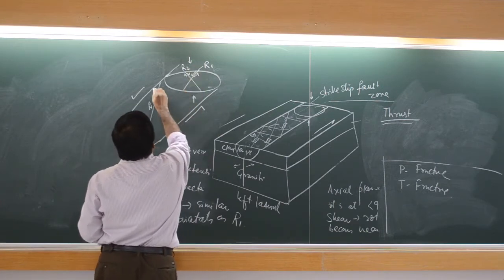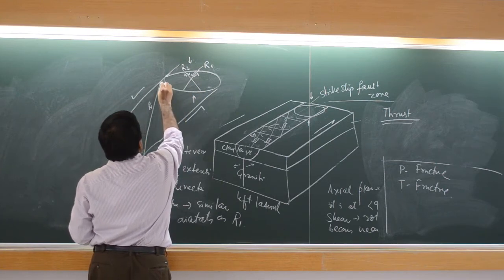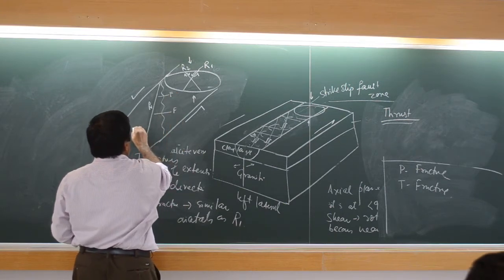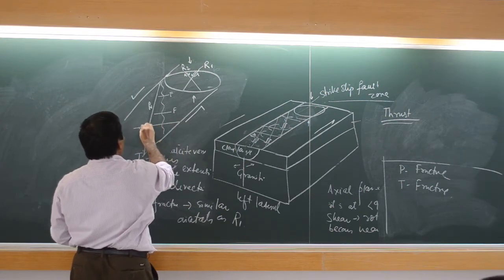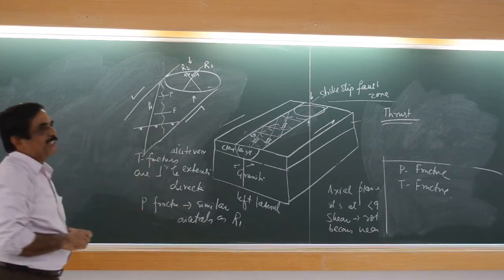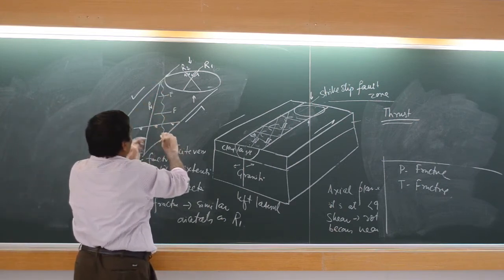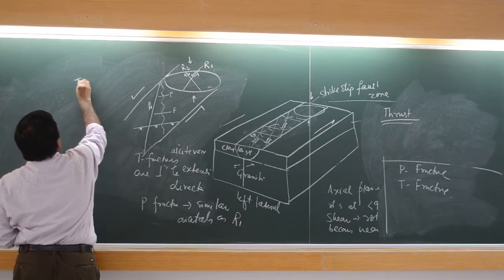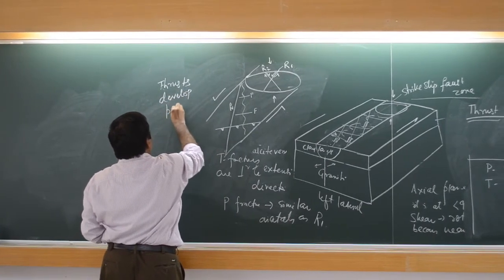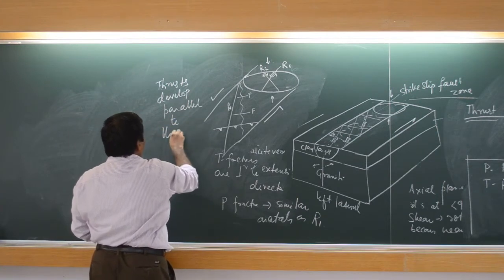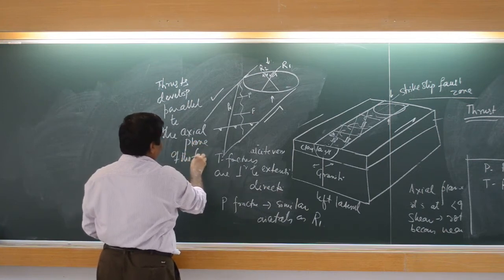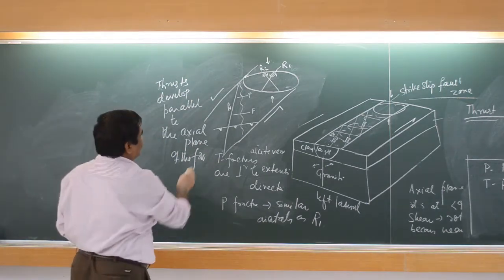Where is the fold? The fold will be like this, and this is the axial plane of the fold. So thrust develops like this, parallel to the axial plane of the fold, because the shortening is taking place in this way. So thrust develops parallel to the axial plane of the fold. Here is the thrust.